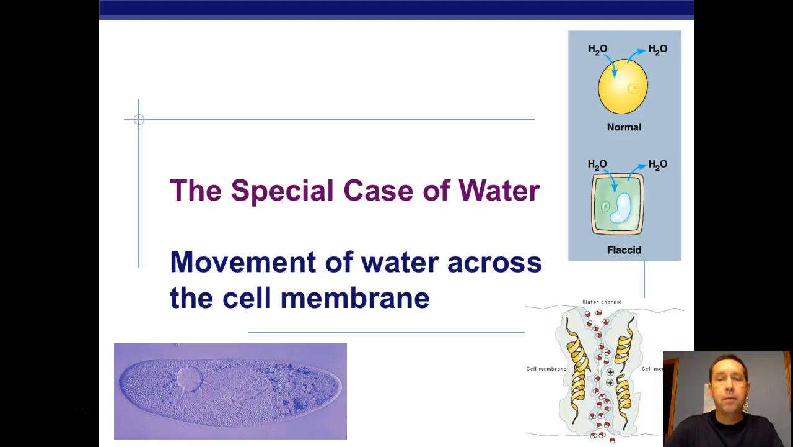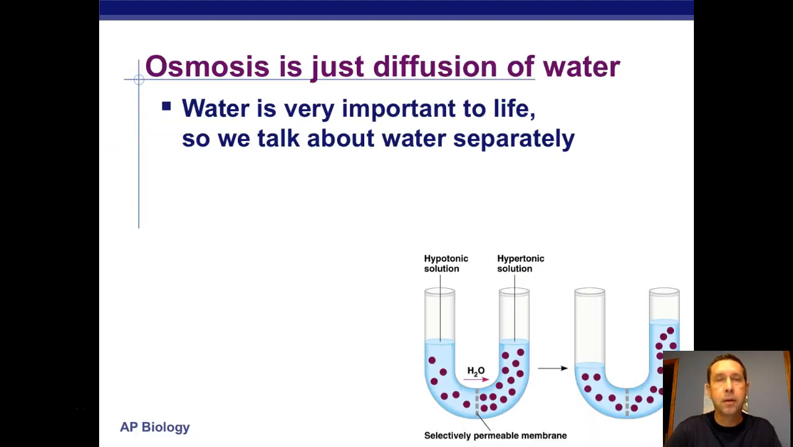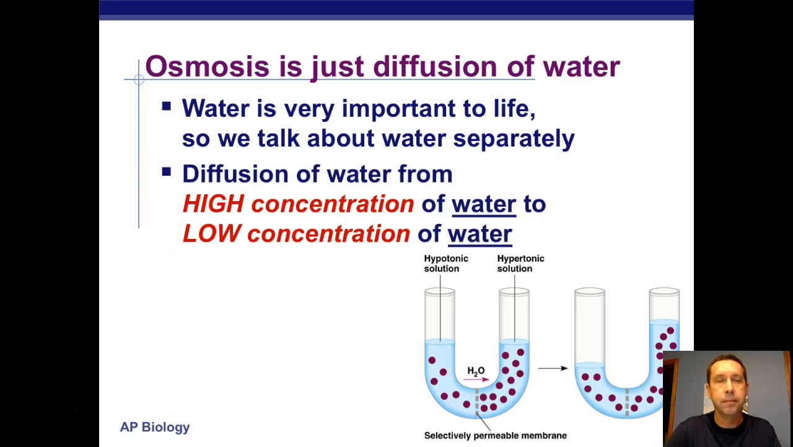All right, in this next video, we're going to talk a little bit about the processes by which water moves across the cell membrane, moves in and out of the cell, or the process of osmosis. So osmosis is just diffusion of water. But water is very important in life, so we speak about it separately, and we talk about how osmosis works in slightly different terms than we talk about diffusion.